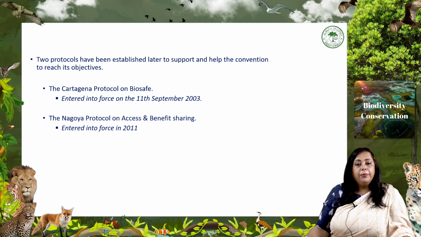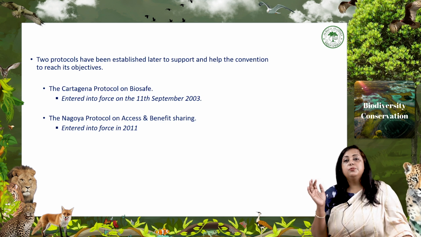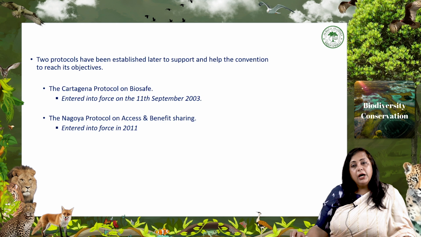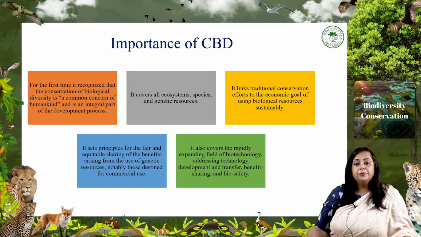The Cartagena Protocol on Biosafety entered into force on 11th September 2003. In my earlier lecture also, I discussed the Cartagena Protocol. If a live specimen is moving from one place to another, the government should ensure biosafety. The Nagoya Protocol on Access and Benefit Sharing entered into force in 2011. If we are using some product, the nation should have sovereign right over the product, and whatever benefits arise from the product should be shared with the nation from where the genetic material has been obtained.